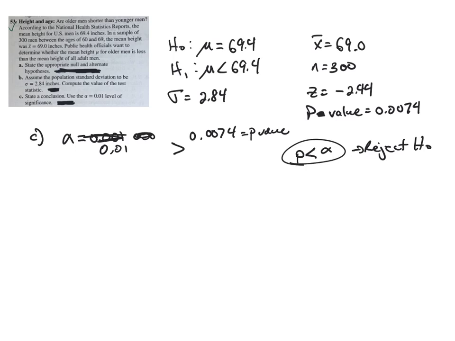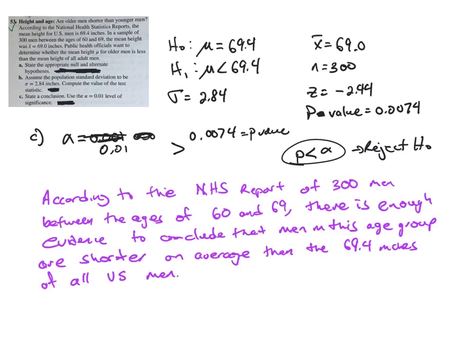So my conclusion, I would say something like this: according to the NHS report of 300 men between the ages of 60 and 69, there is enough evidence to conclude that men in this age group are shorter on average than the 69.4 inches average of all U.S. men. I should probably put that word in there. So that's what we can conclude from this. The evidence is that they are shorter. But this is one study. One study doesn't prove anything, but it is a data point, and the evidence in this study does indicate that they are shorter on average.